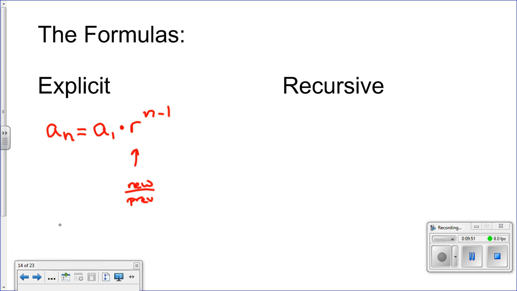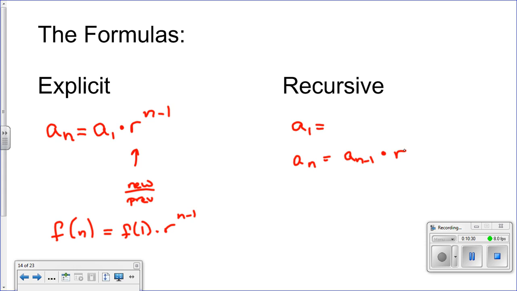Remember, you could also see it as f of n is equal to f of 1 times your ratio to the n minus 1 power. So you could see it either way. Just so that you know, your regions will give you this formula. Recursive, this is the one where you have to do one right after another. So in this one, we always have to give ourselves a starting point. So you have to tell someone, okay, a sub 1 is equal to whatever. And then to get your next terms, you're going to do a sub n is equal to, now this represents the term right before. So take the number right before and multiply it by your ratio. That's it. That's all there is to it.